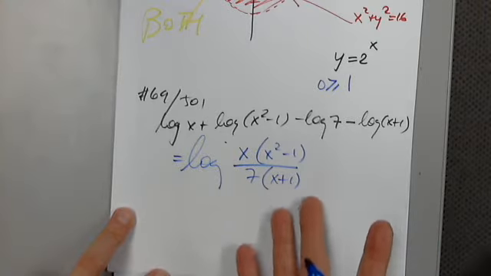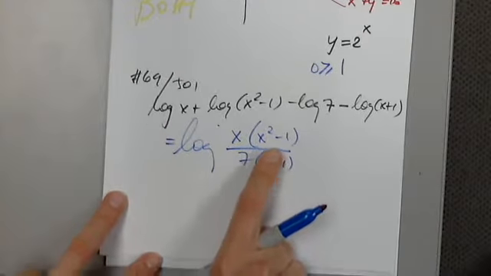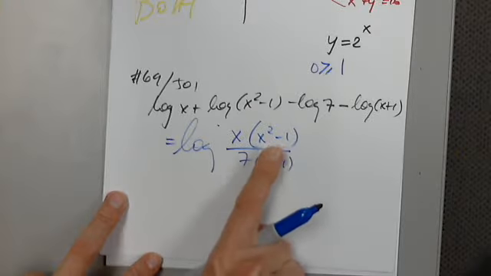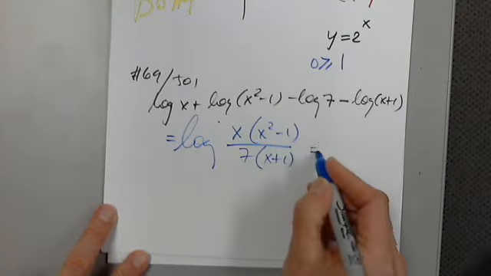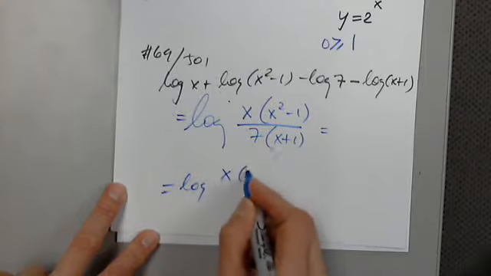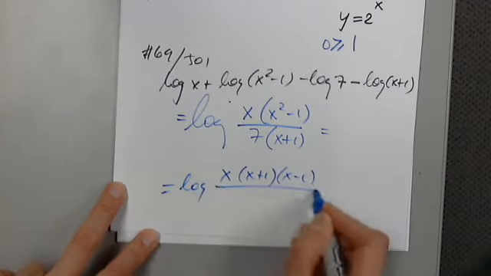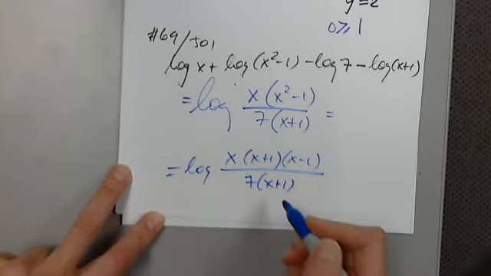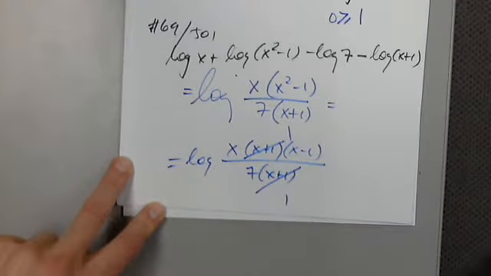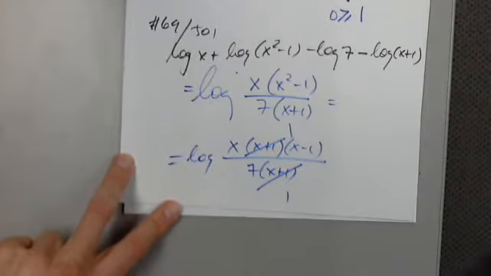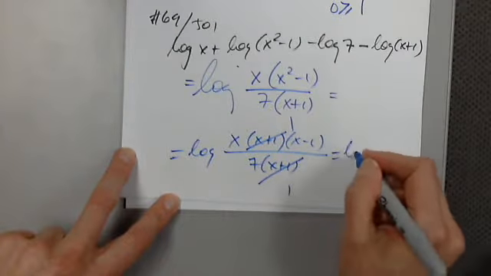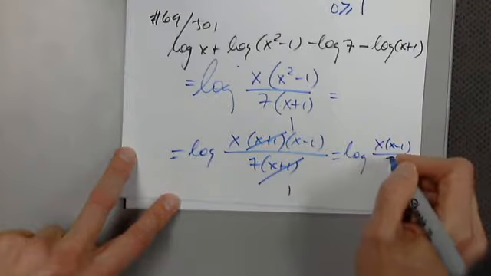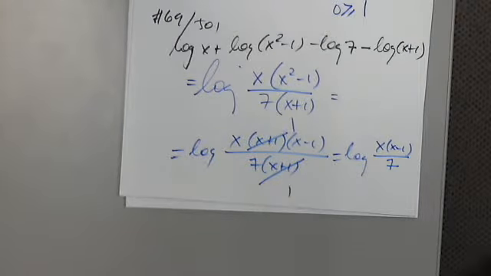Now, I see that I can simplify a little bit. If I remember, was the first day, our first handout, x squared minus 1. If I factor this, I will simplify. So this is log of x plus 1 times x minus 1 over 7 times x plus 1. And I can simplify one of these because they are the same. We can only simplify factors. That's why I need to factor. So log of x minus 1 over 7 is the simplified form. And this was condensing from 4 logs into 1.